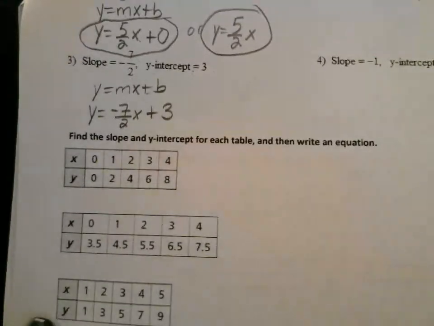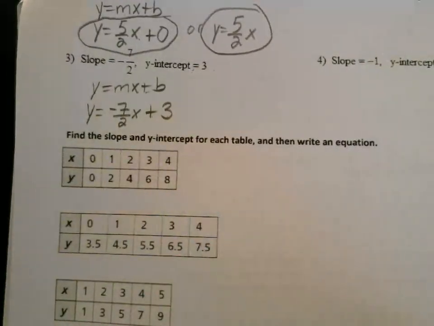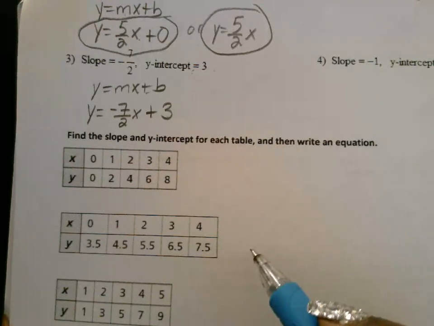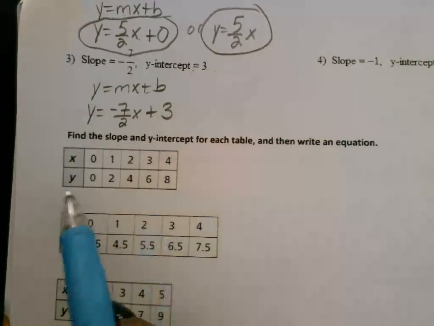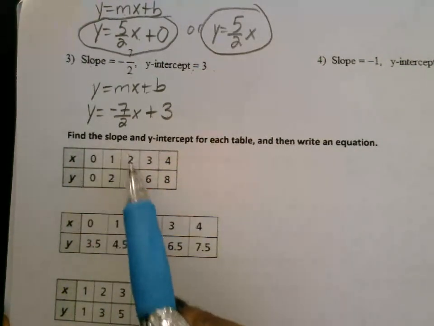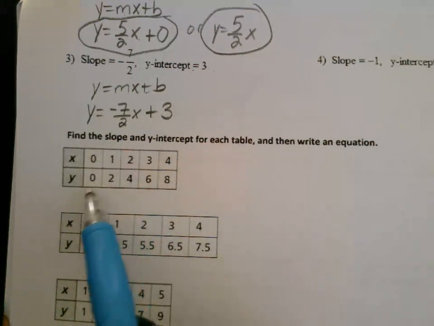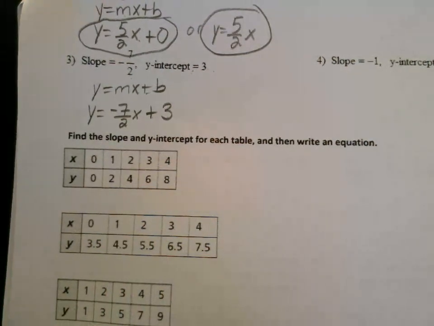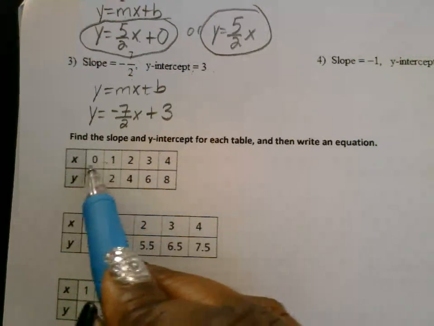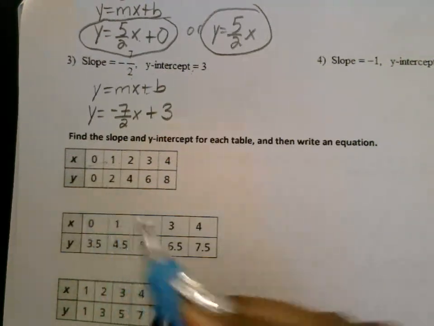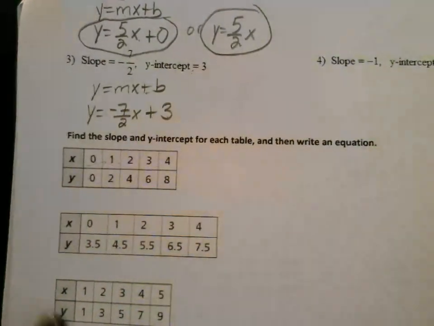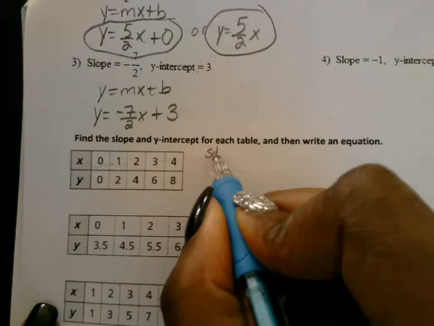All right, so now let's look at the next section. It says find the slope and the y-intercept. So in order to find the slope, we can do a couple things. We can see what the rise over run is, what's the change in y over the change in x. So we can subtract these two x's from each other and then subtract these two y's from each other. Just pick 2 points.